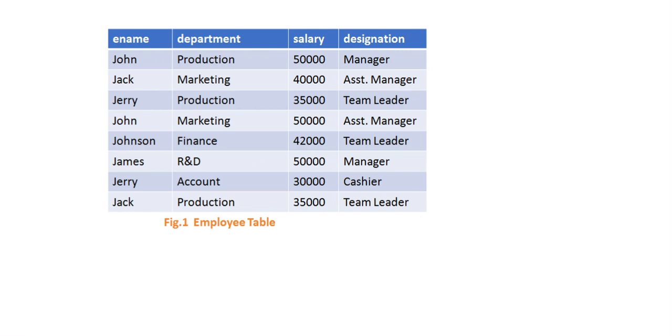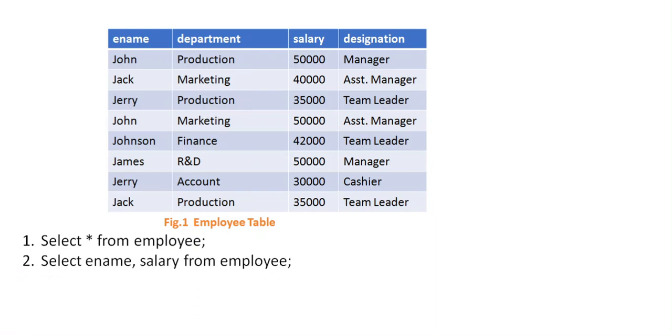Now let's take one example. This is an example of an employee table. Here I have four attributes: employee name, department, salary and designation. This table is used to store data about the employees working in different departments on different designations in a company. If I write the query select star from employee, it will give me the entire table. This query is used to display all attributes and all data from the table without using any condition.